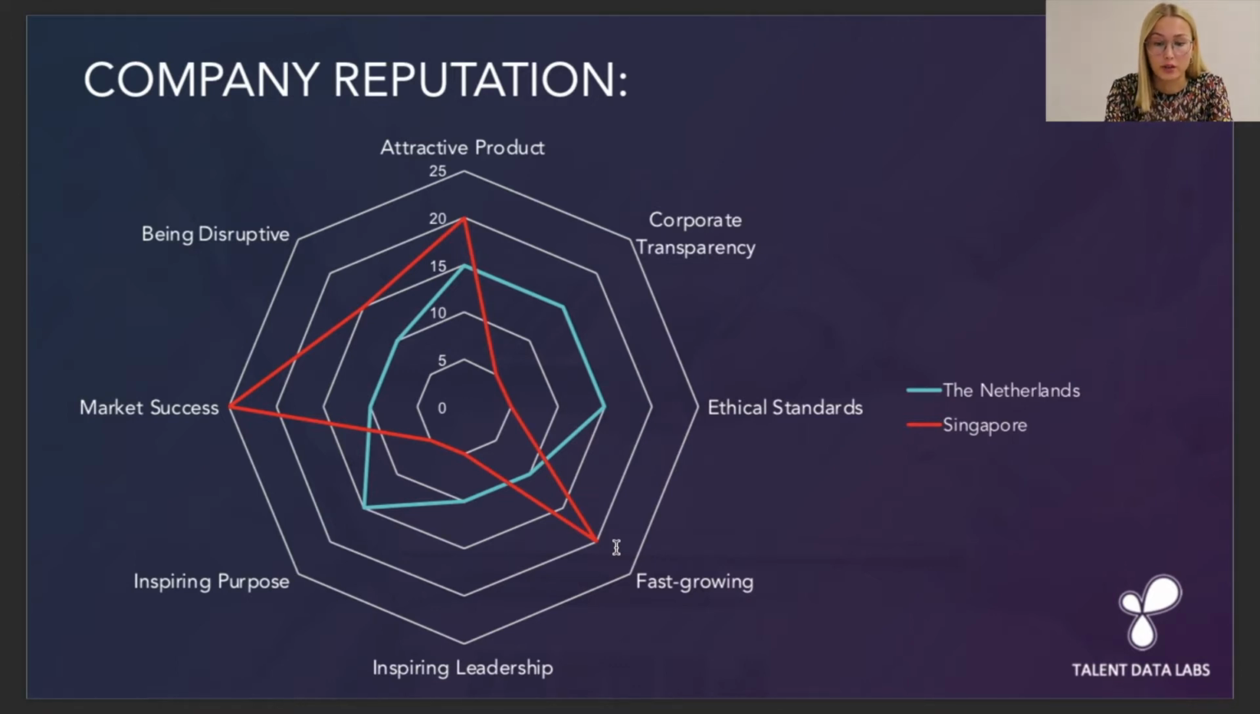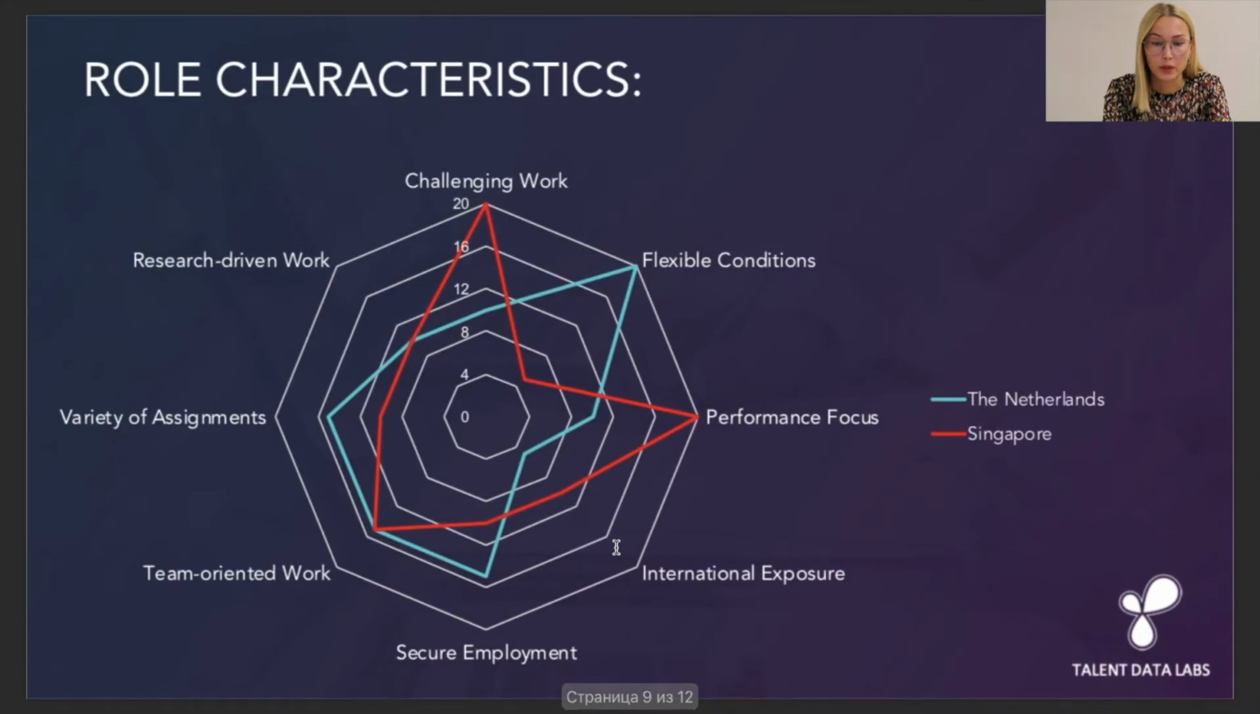So let's go to the third chart, which explains role characteristics. And we can see that the Netherlands team values flexibility and secure employment, while the Singaporean team likes challenging work and is performance focused. So the possible solution here is to empower, create ownership, task the local team with more responsibilities and outcome-based compensation.